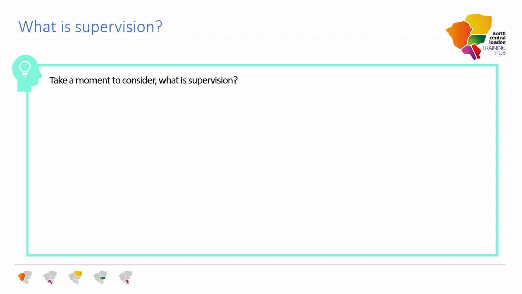So I'd like to invite you to take a moment to consider, what is supervision? What's your understanding of what educational supervision is, whether you've been a supervisor or a supervisee, formally or informally? You can pause the recording and then start again when you are ready.